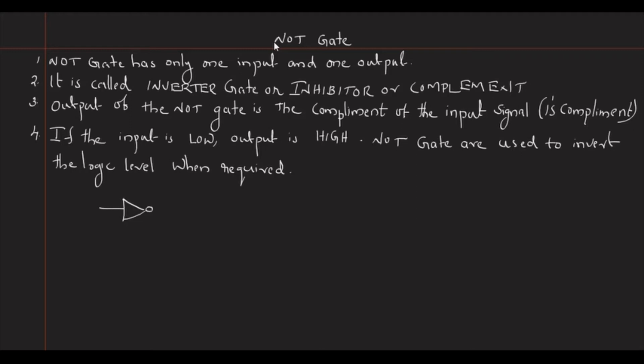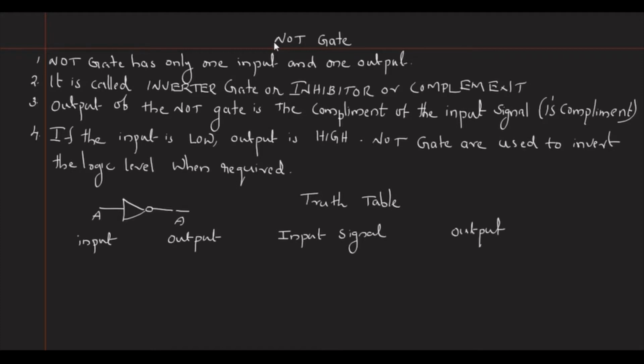This is the standard symbol of a NOT gate with input A, and the output is A complement. Next is the truth table of the NOT gate. The input signal is represented as A, and the output is A complement. When A is 0, the output is 1. When the input is 1, the output is 0.